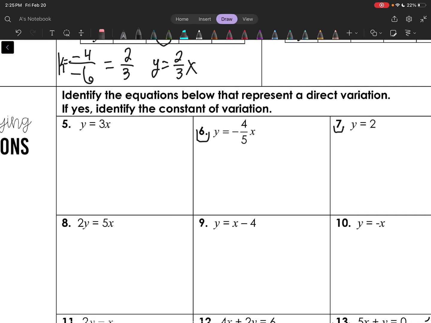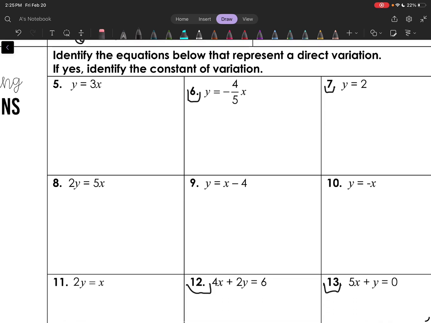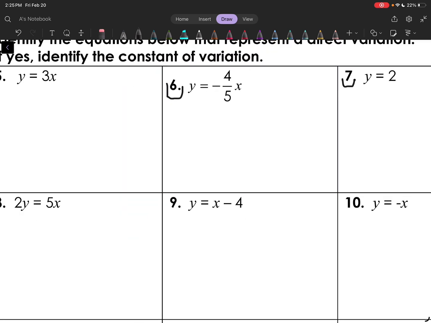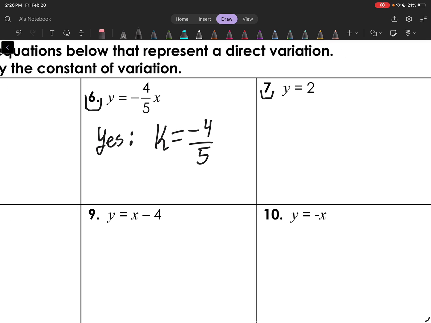Identifying equations. So I'm going to identify the direct variation equations. So number 6. I have negative 4/5 times x. So I do have direct variation, and k is going to be equal to negative 4 over 5. So I'm looking for a number times x and nothing else. Number 7, y is equal to 2. Well, I do have a number, but I don't have an x. Therefore, this is not direct variation.